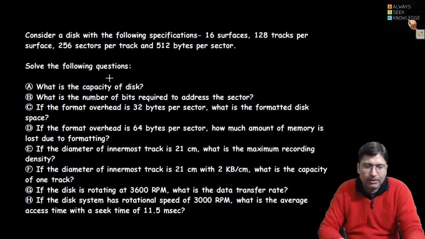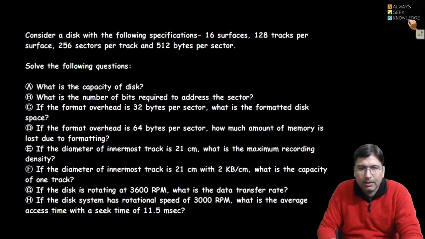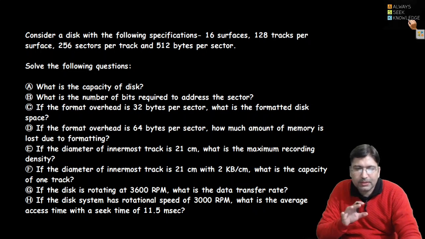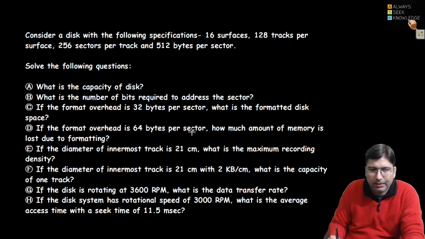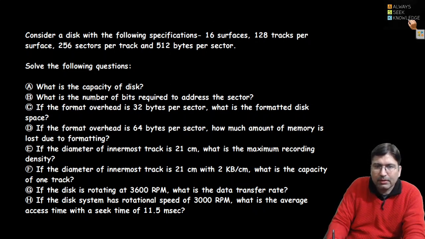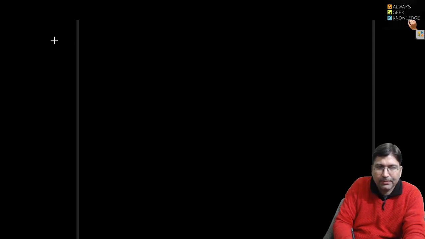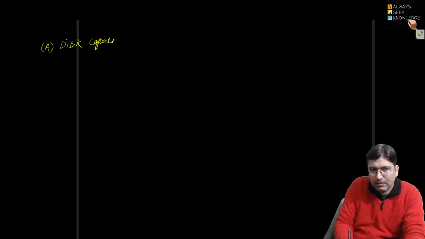Now we need to solve the following questions. The very first question is, what is the capacity of the disk? How can we calculate the capacity? It is very easy. To calculate the capacity of the disk, you need to find out how many surfaces there are, how many tracks per surface, how many sectors on the tracks, and the capacity of a sector. You need to multiply all these things, and then the disk capacity can be calculated. So let's calculate part a, the disk capacity.